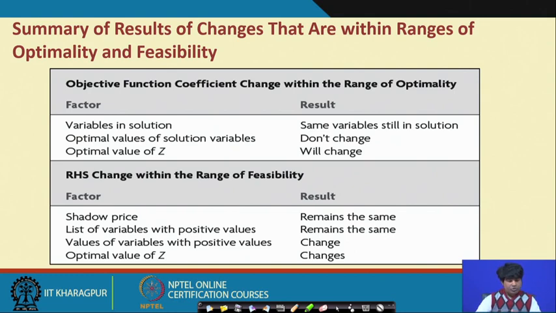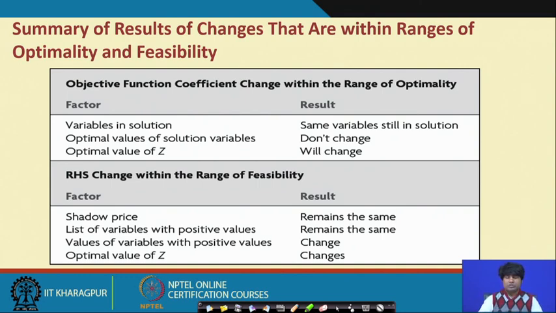So, if you sum up, there are two possibilities. The first possibility is that there is no change of optimum solution corresponding to the changed situation, and in the second option there is a change of optimum solution corresponding to the changed situation, with respect to the objective function and with respect to the constraints.